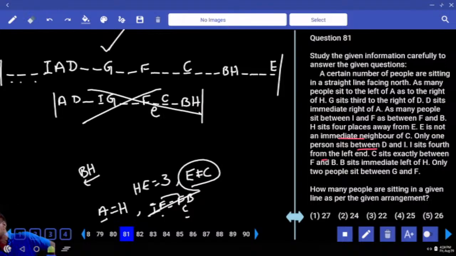Done? And this will be under the second priority. Now if you are done with this, you can leave the paper. 29, very good score in this paper. Done?